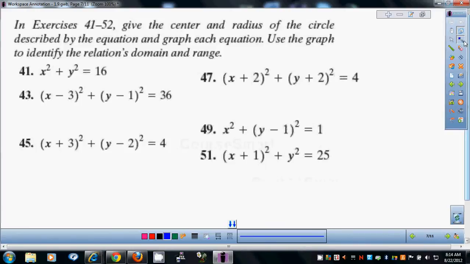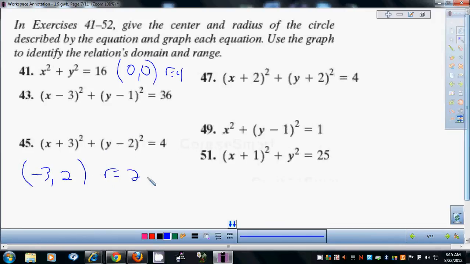Give the center and radius of the circle described by the equation. So here they're giving the equation. They want you to extract the center and the radius. Number 41, what's being subtracted from x? Nothing. What's being subtracted from y? Nothing. There's your center. What's the square root of this? And there's your radius. Let's look at a different one. How about 45? What's being subtracted from the x? That's right. Remember, it's being subtracted from, so that's -3. What about this one? 2. And what's my radius? You guys seem to have a handle on this.